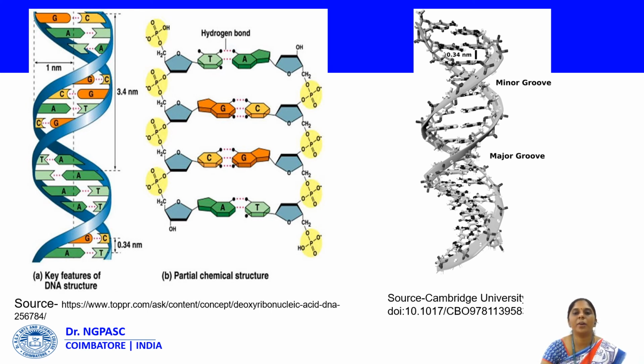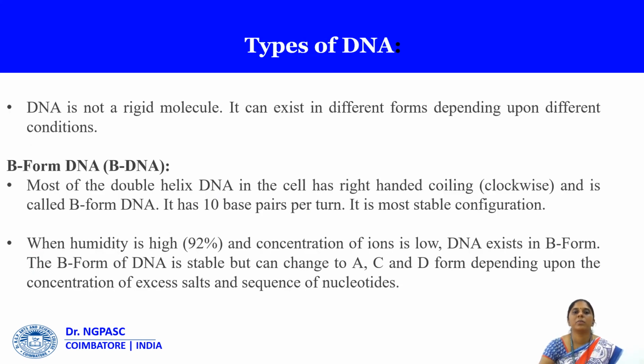So there are two grooves, major groove and minor groove. So this is the minor groove and this is the major groove. They are not equal in size, they differ in size. One will be approximately around 22 Angstrom for the major and 12 for the minor groove. So this is the common structure of DNA.